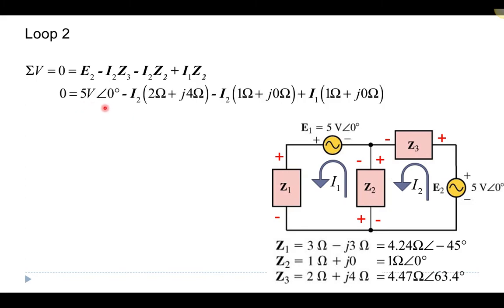Now I can go ahead and plug in the values that I know for all of the impedance values. I know my voltage, I know my impedances Z3 and Z2, and my unknown values are the currents I2 and I1.